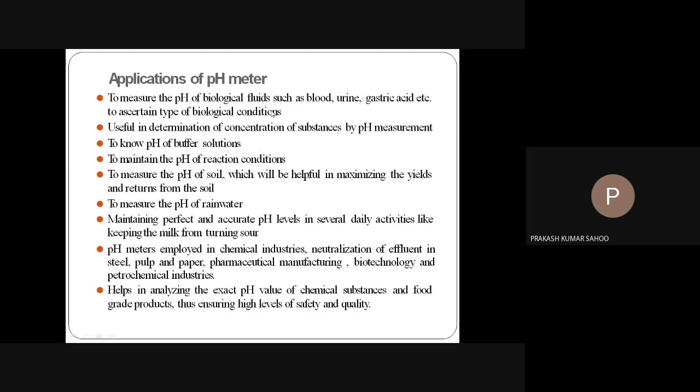Applications of pH: to measure the pH of biological fluids like blood, urine, gastric acid, etc., to ascertain the type of biological condition; useful in determination of concentration of substances by pH measurement; to know the pH of a buffer solution; to maintain the pH of reaction conditions; to measure the pH of soil, which helps in maximizing the yield and return from the soil; to measure the pH of rainwater; maintaining perfect and accurate pH level in several daily activities like keeping milk from turning sour. The pH meter is employed in chemical industries, for neutralization of effluent in steel, pulp, paper, pharmaceutical manufacturing, biotechnology and petrochemical industries. It helps in analyzing the exact pH value of chemical substances and food grade products, thus ensuring a high level of safety and quality.